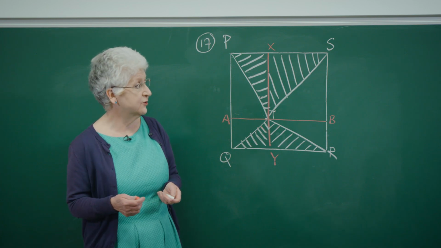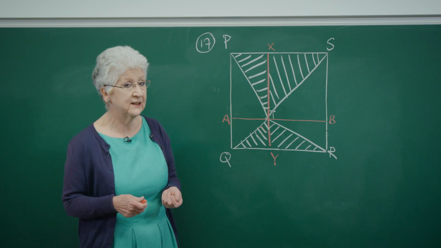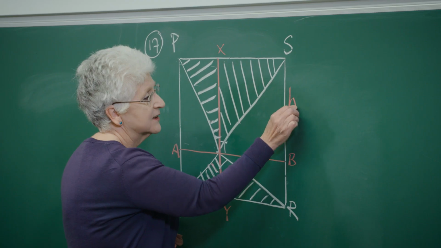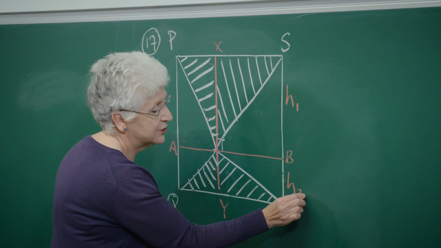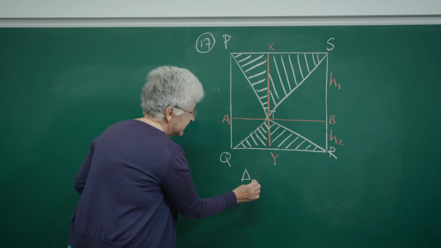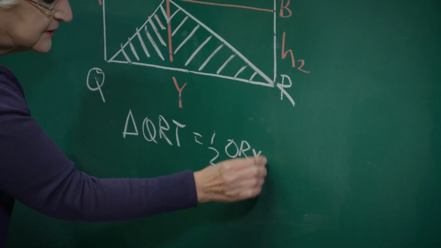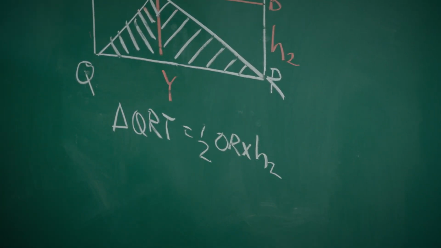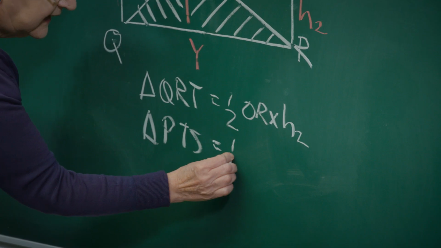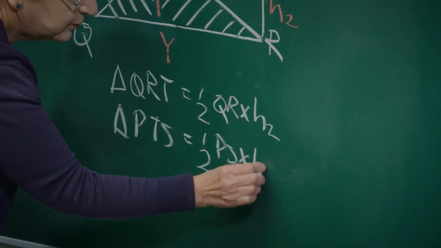Now this is not the only way I could do this question. I could consider the triangles and use my formula, a half the base times the height, because I notice that if I call this height 1 and this height 2, then the area of the triangle QRT is a half of QR times H2, and similarly the triangle PTS is a half of PS times H1.